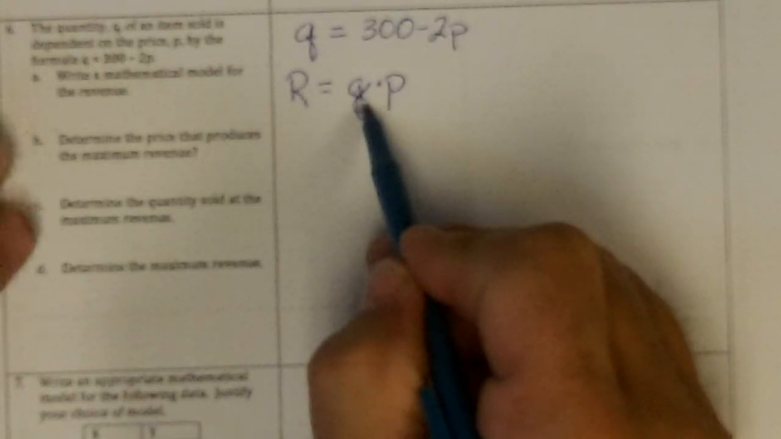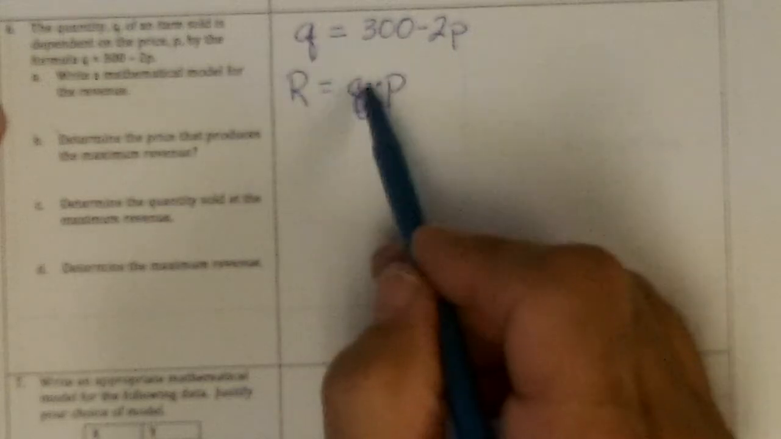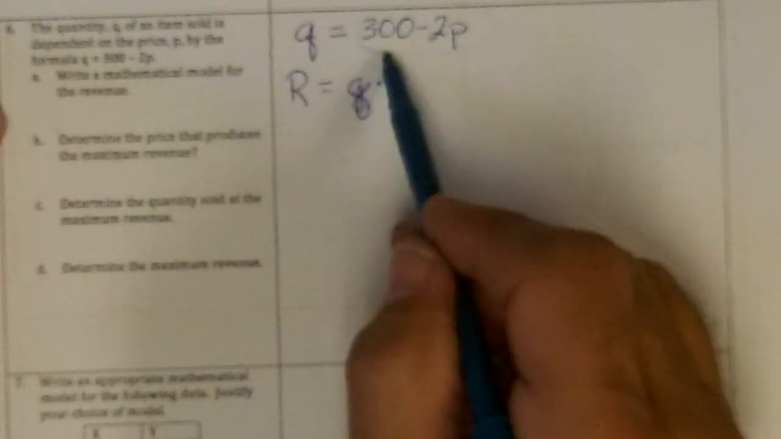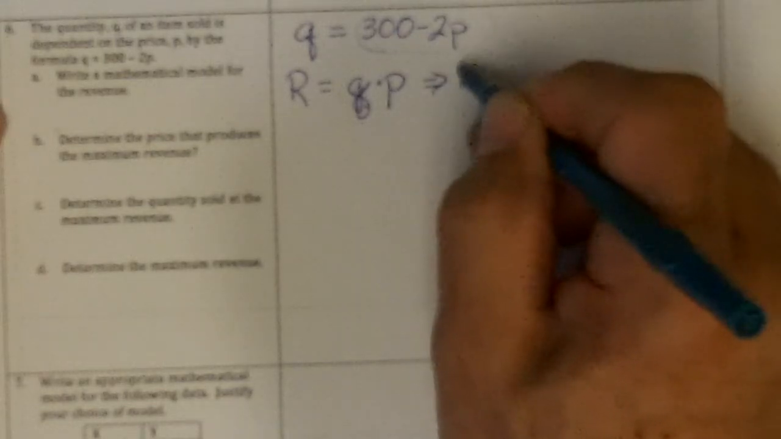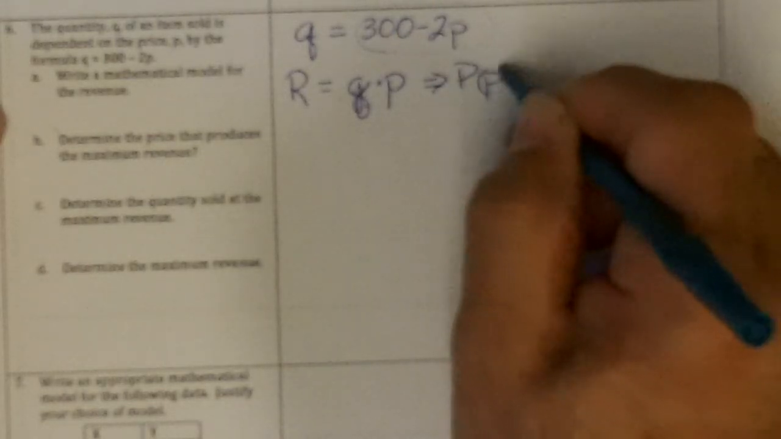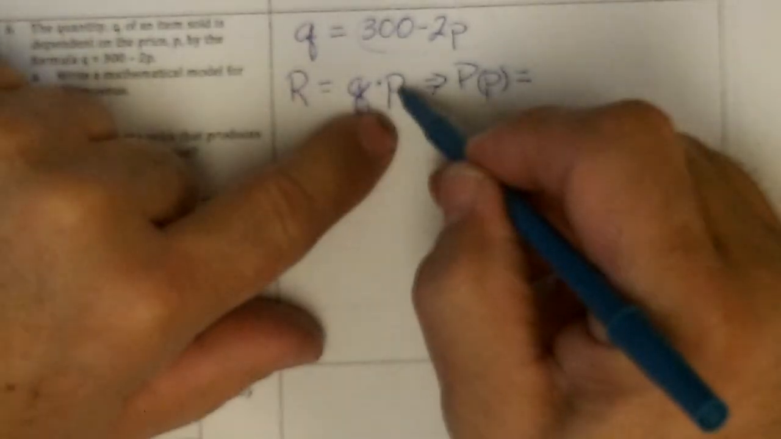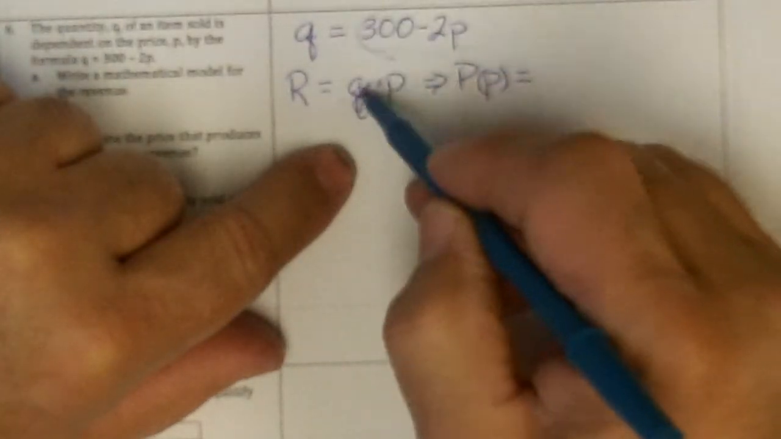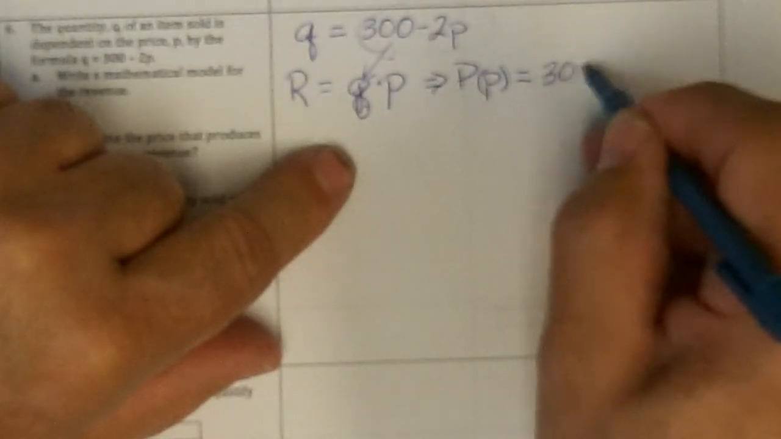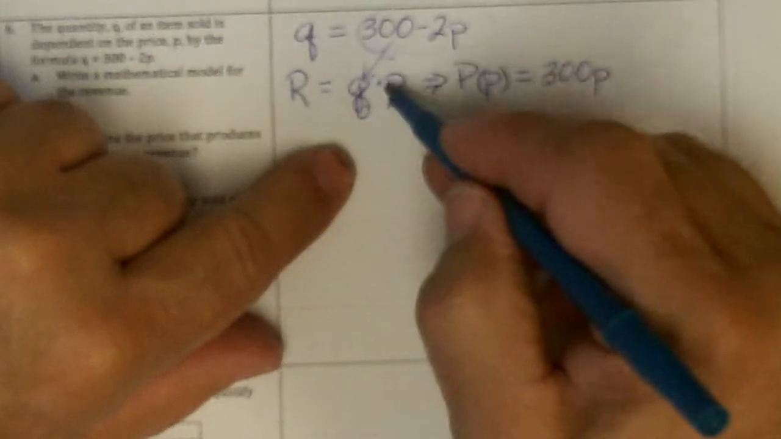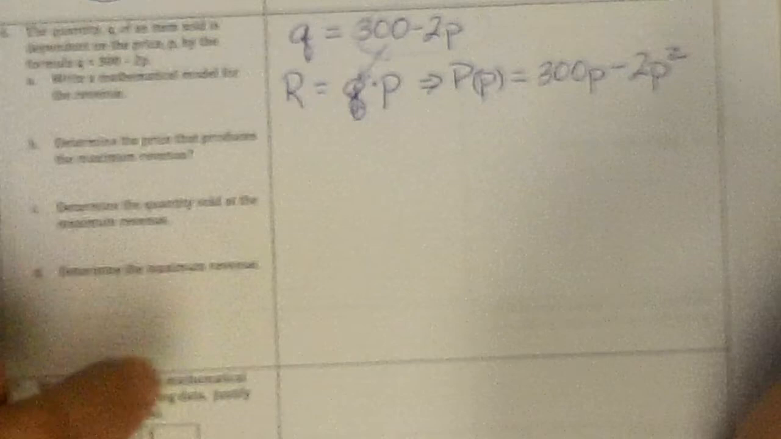And it said any model, so I can make it a function of Q or P. Since I know what to replace Q by, it's already told me, this will give me a revenue as a function of the price. That's P times this. This goes in for the quantity. P times that would be 300P. P times that would be minus 2P squared.